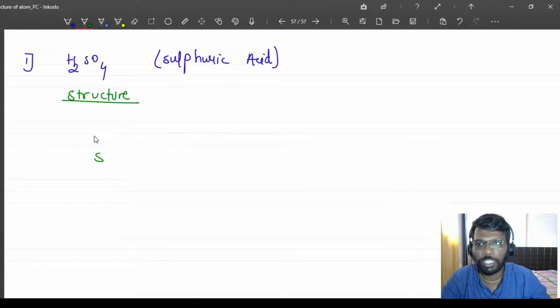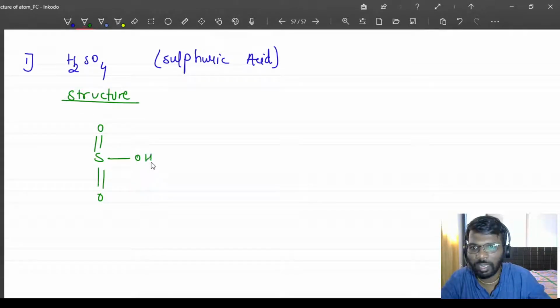Structure is very simple. Sulfur has six valence electrons, so all the six valence electrons will be occupied for bonding. Two double-bonded oxygens, and these are the 2 OH. You just have to connect 2 OH and two double-bonded oxygens.